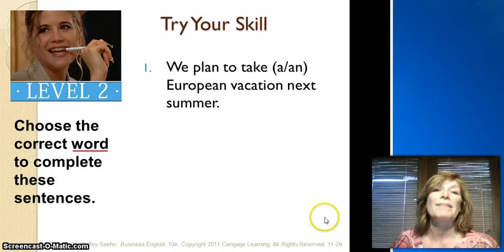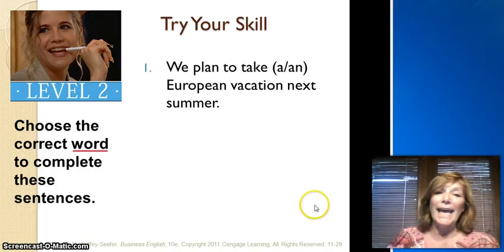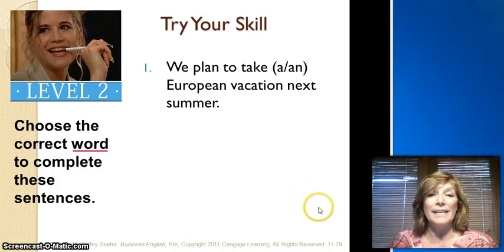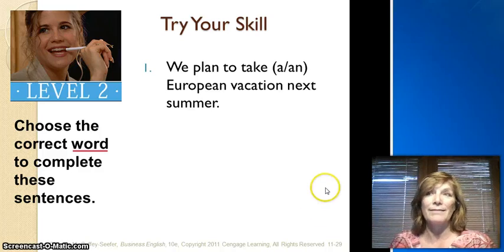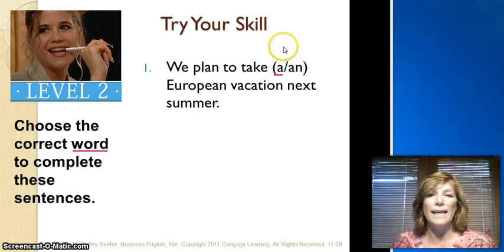Okay, let's try this. We plan to take a or an European vacation next summer. Well, does "European" have a vowel sound or a consonant sound? Well, it has the Y sound, so we use "a." We plan to take a European vacation next summer. Even though it starts with an E, it has a Y sound, or consonant sound.